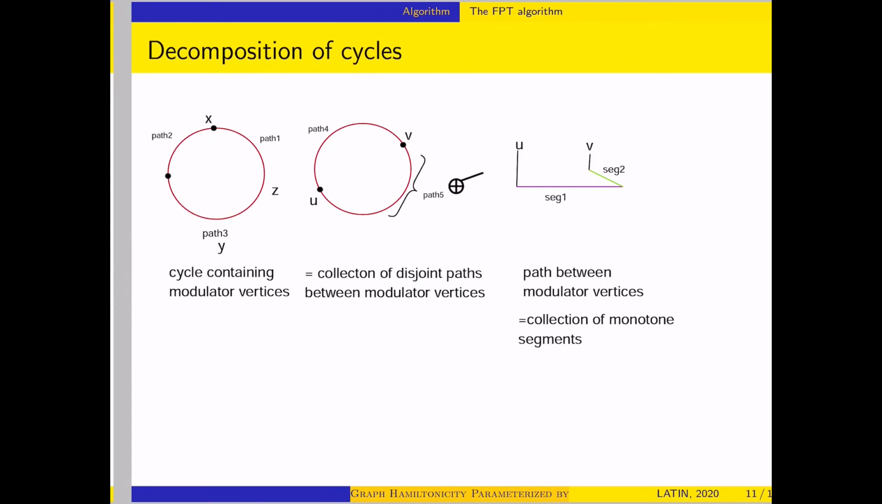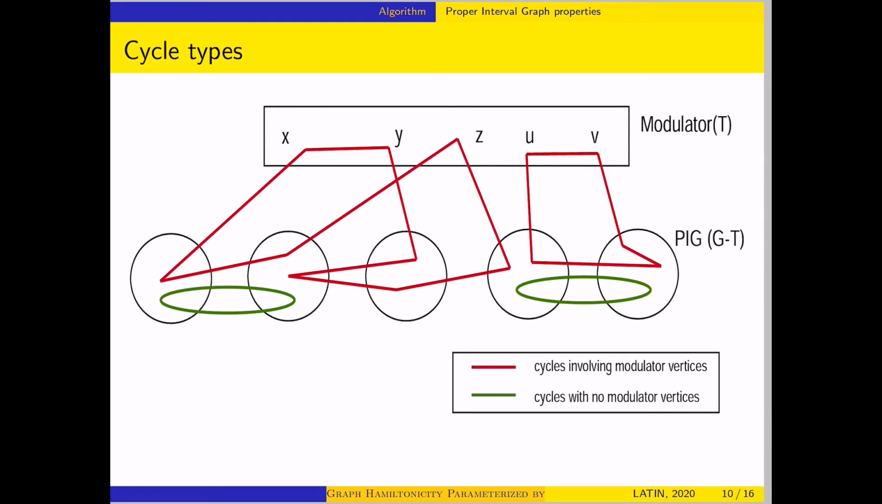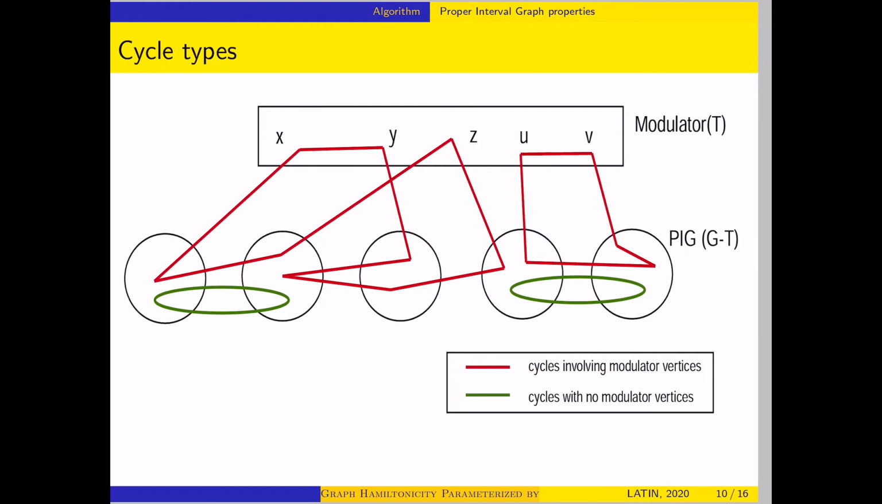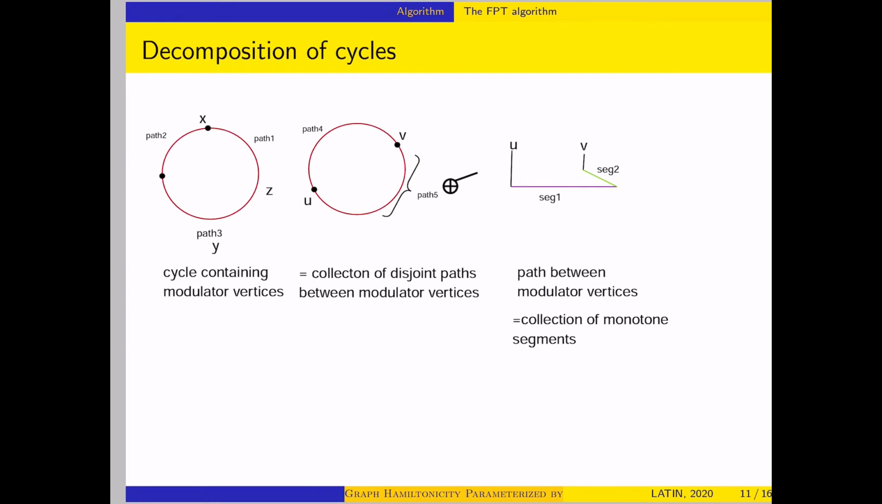Now, these red cycles, so here there is a red cycle containing the vertices x, y, z, and there is another red cycle containing the vertices u and v. So, instead of trying to look at these cycles, what we can do is think of them as a collection of disjoint paths between modulator vertices. Instead of trying to find a cycle containing x, y, and z, we will try to find internally disjoint segments from x to y, from y to z, and from z to x.